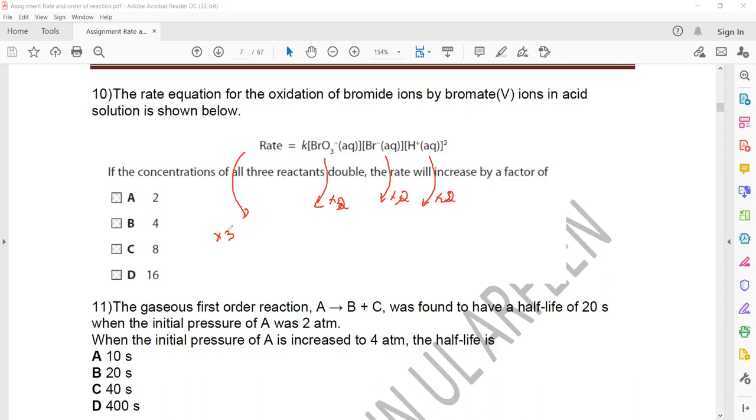Because it is first order, it will be double. Because of bromide ion, it will be double, but it is second order with respect to hydrogen ion. So if the hydrogen ion concentration is doubled, the rate will increase by 4. So what is the final answer? 16. So D will be the right answer.